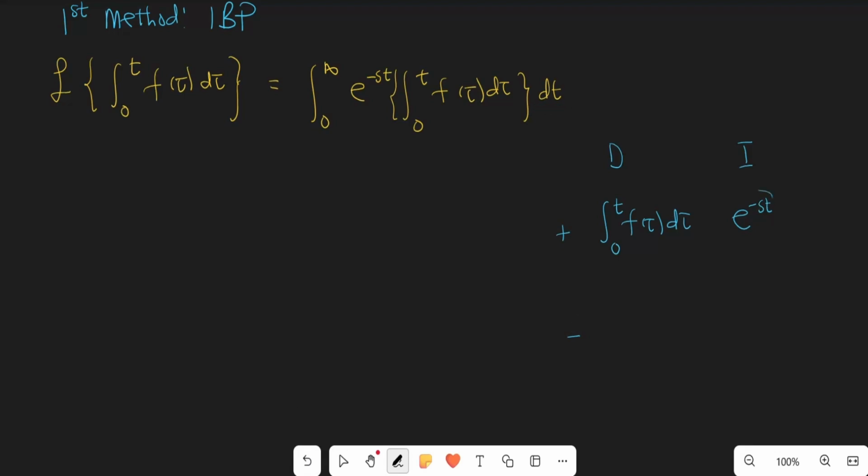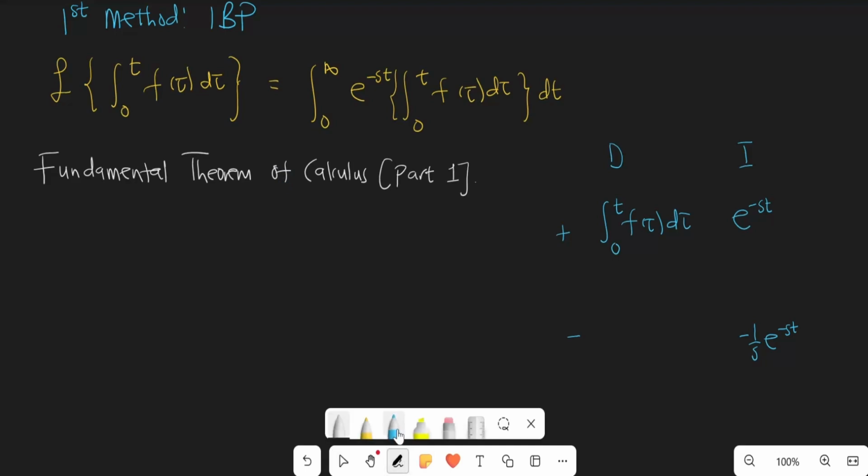Alright, let's do the easy one first. Integrating e to the negative st is going to be negative 1 over s e to the negative st. That is integrating with respect to time. How do you differentiate this integral? I'm going to refresh your memory with what we call the fundamental theorem of calculus, part 1.